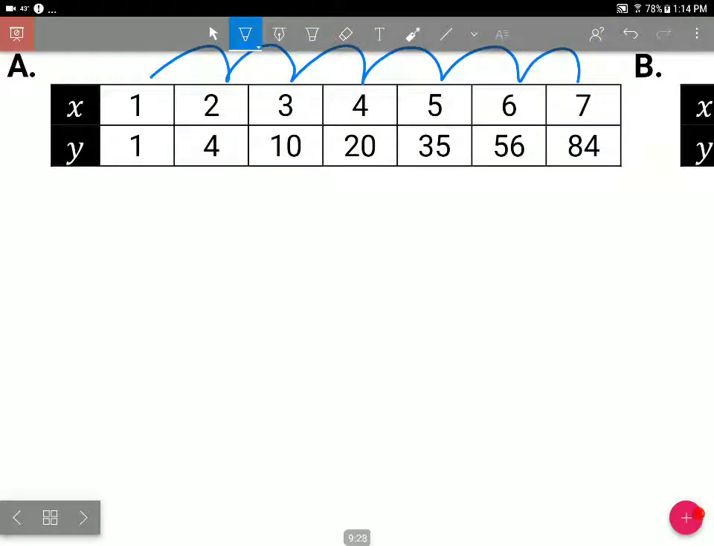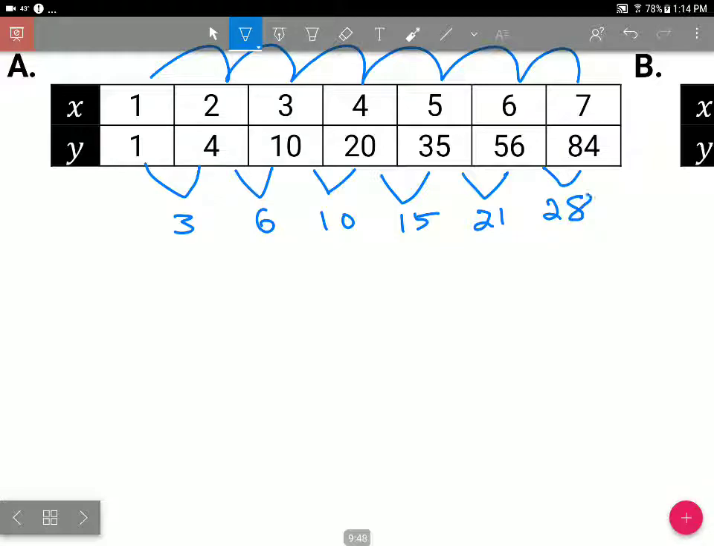What is 4 minus 1? What's 10 minus 4? What's 20 minus 10? What's 35 minus 20? What's 56 minus 35? 21. There you go. What's 84 minus 56? 28. It's okay. It's 2 points shy of 30. So that is your first difference.